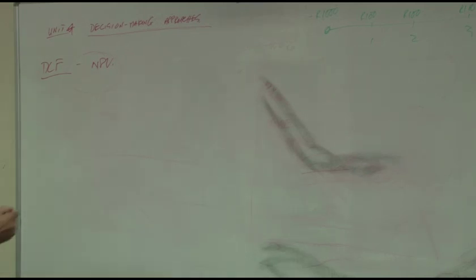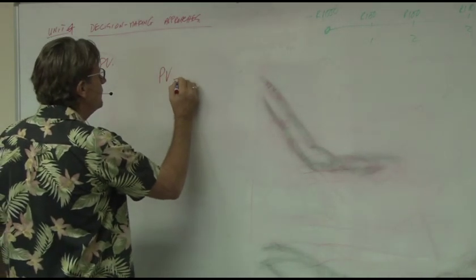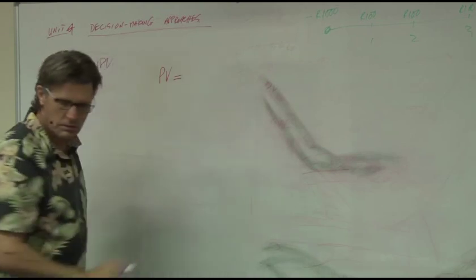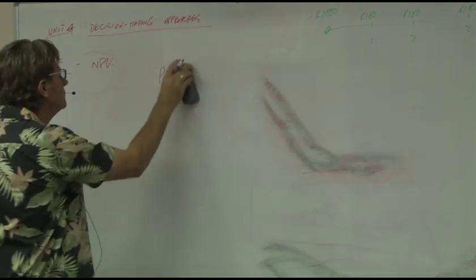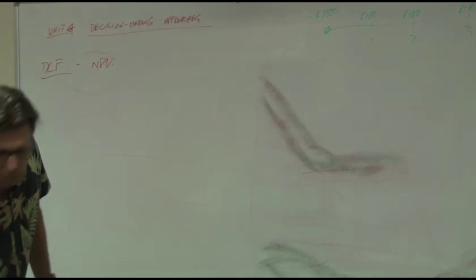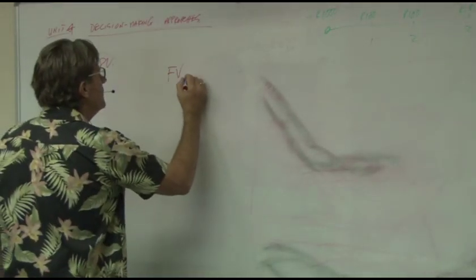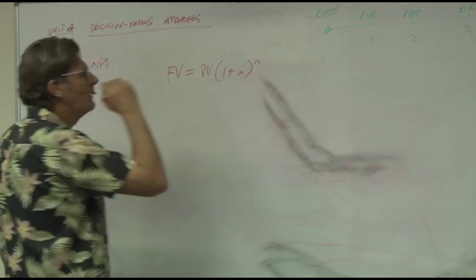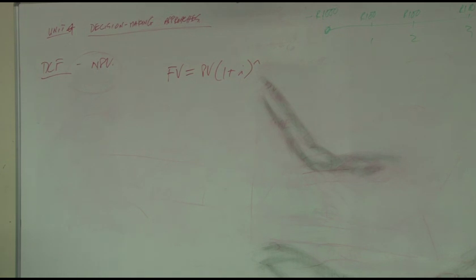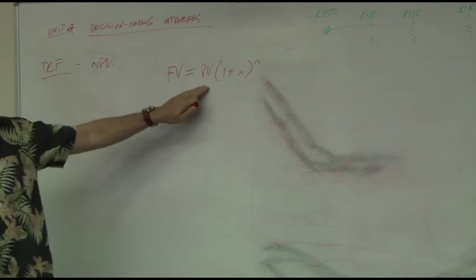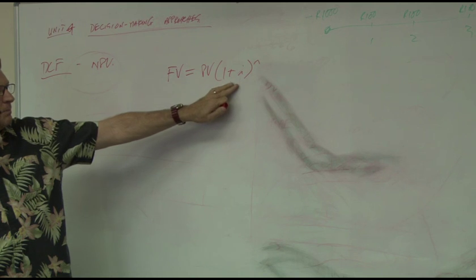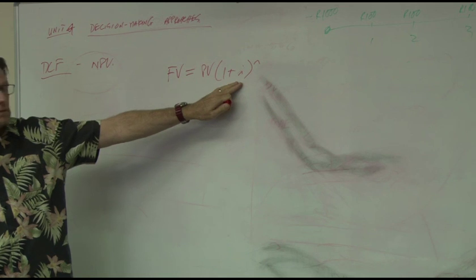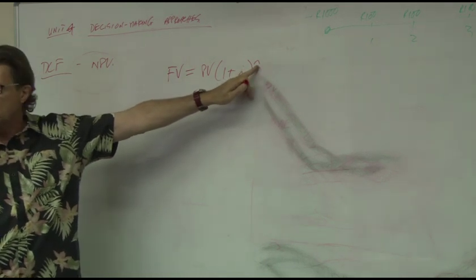Okay. So first off, future value equals present value times (1 plus r) to the n. Are you guys familiar with that? Okay. So your future value equals your present value raised by the interest rate. 1 plus r is the interest rate, and that's the annual rate, to the power of the number of years.